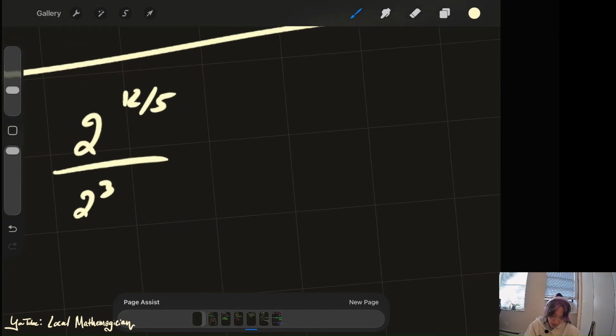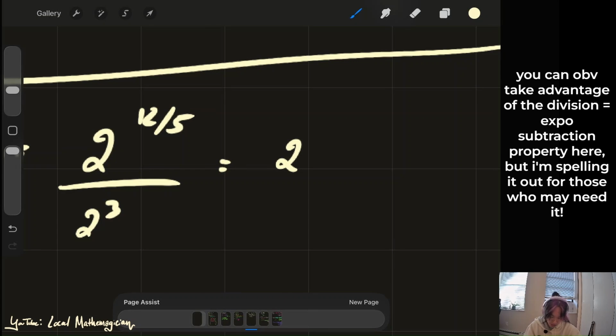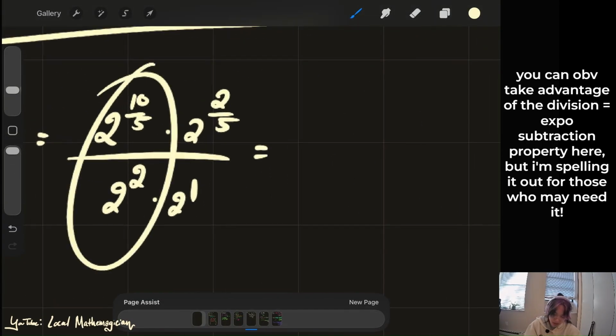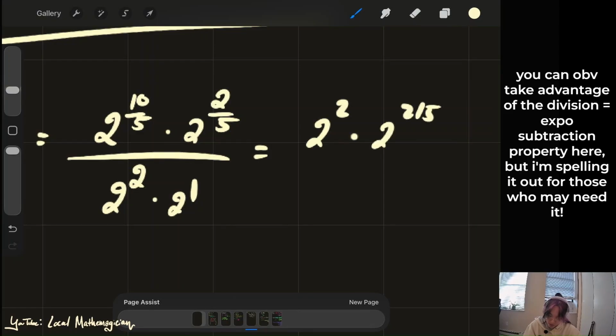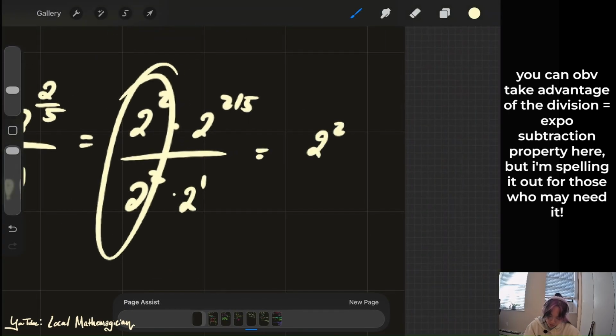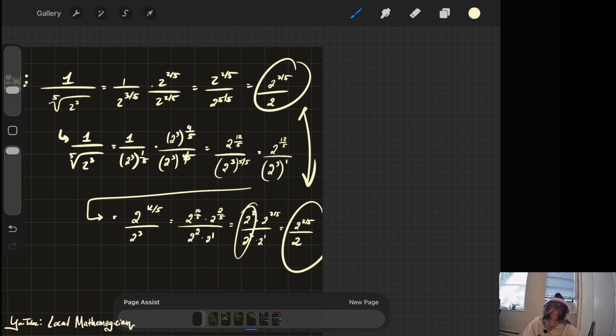Now we have to simplify, right? Now it becomes, I'm going to separate these as 2 to the 10/5 times 2 to the 2/5 all over 2 squared times 2 to the 1st. Hear me out. Because this is the same as saying 2 squared times 2 to the 2/5 all over 2 squared times 2 to the 1st. These two cancel out into 1. That gives you 2 to the 2/5 over 2. And it's the same result. It's fine. It's whatever you're more comfortable with. Again, I personally recommend this, but if you prefer manipulating fractions in a more hands-on kind of way, that's fine too.